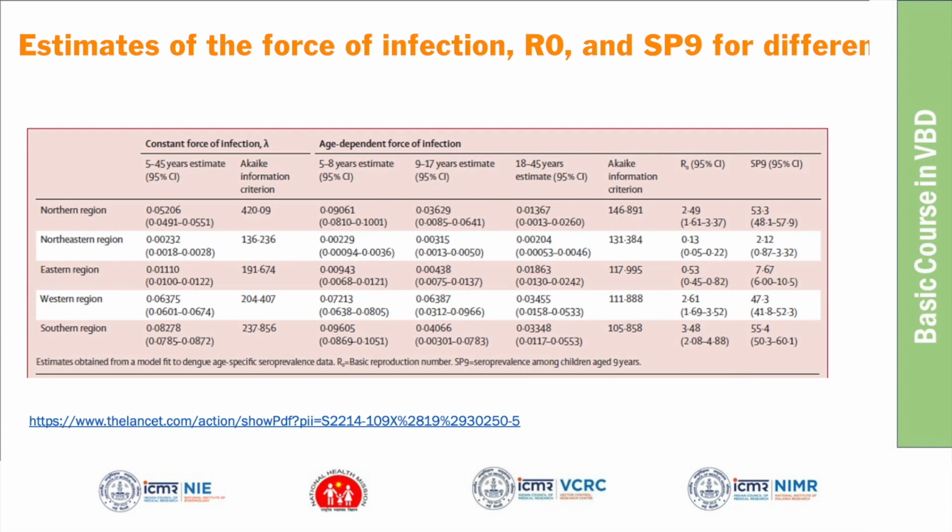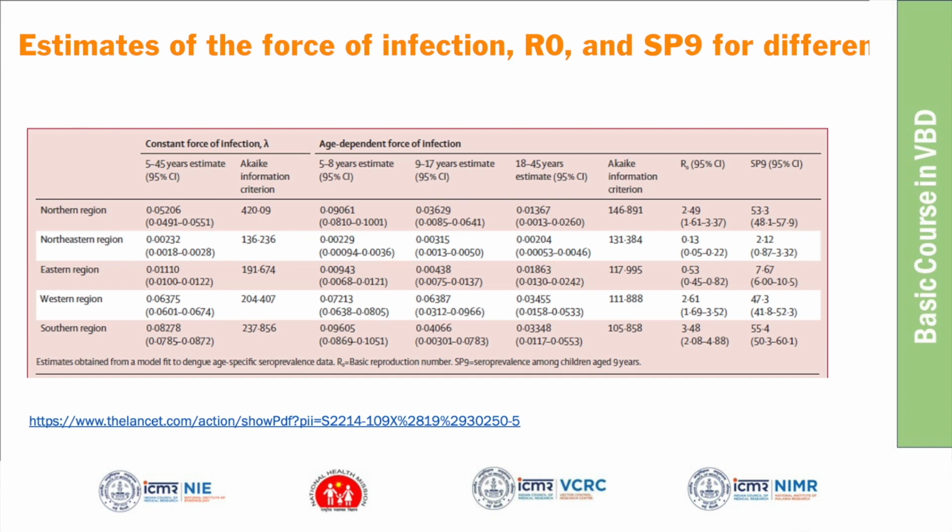In the same study, using seroprevalence data, we have estimated the force of infection for different geographic regions. You can see that force of infection was higher in the southern region and lowest in the northeast region. For example, take the southern region, 5 to 45 years, the value is 0.08. That is, 8% of the population convert from seronegative to seropositive every year. Using this force of infection, we can estimate the burden of infection in India. That's what I showed earlier in the slide, the burden of infection in India in 2017.